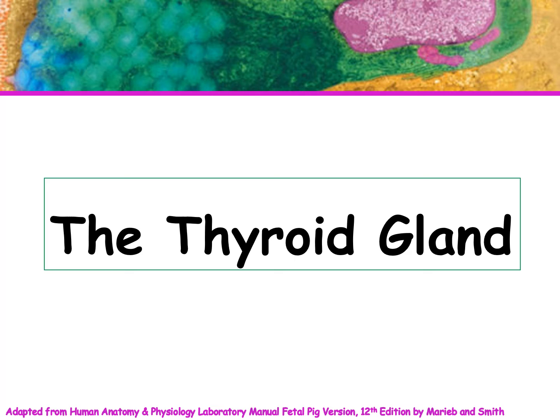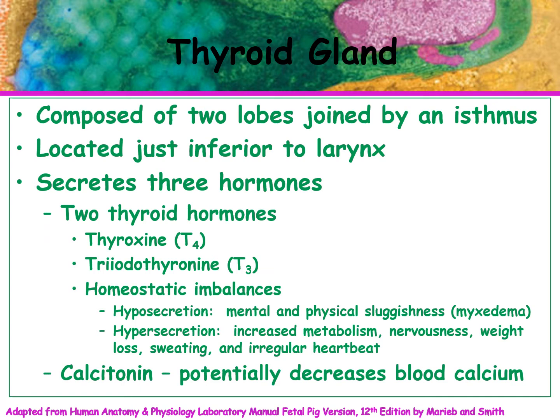Next, we're going to examine the thyroid gland. The thyroid gland is a butterfly-shaped organ that is present in the cervical region, and it is located just inferior to the larynx. It consists of 2 lobes connected by an isthmus.